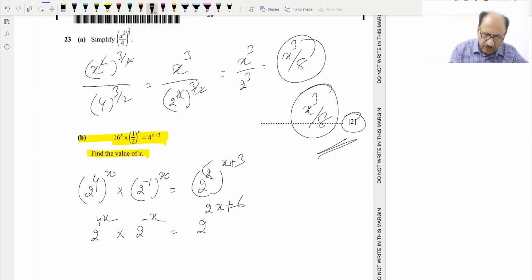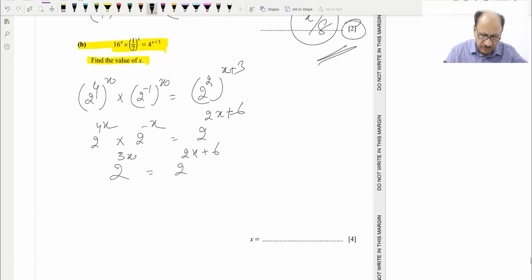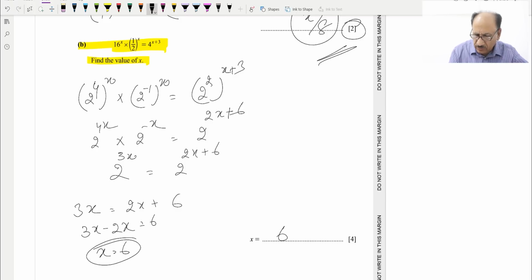We will be multiplying these two, so it will be 2x plus 6 on the right, and then we can combine these two, so it will be 4x minus x, which is 3x, equal to 2 raised to 2x plus 6. Now we can equalize the powers because bases are same, so 3x is equal to 2x plus 6. 2x we can shift to this side, so 3x minus 2x is equal to 6, so x is equal to 6 will be the answer for this 4 marks part.